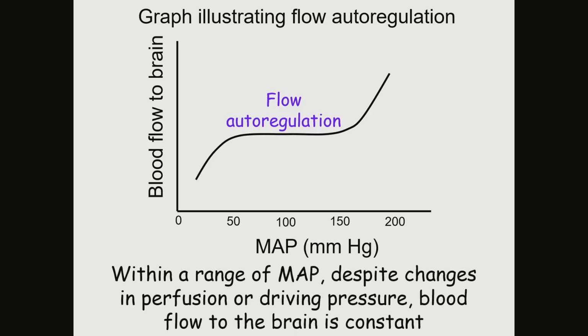Obviously, it can't be for all blood pressures. There has to be a limit. And so if you go below about 60, 50 millimeters of mercury, then blood flow is going to decrease. But in the range of maybe 50 or 60 to 150, 160, something like that, it stays pretty steady, okay?